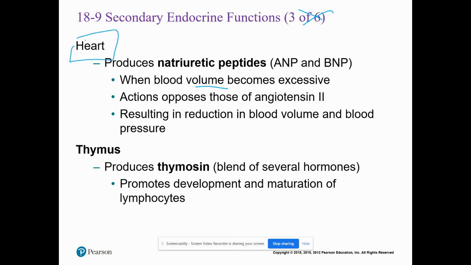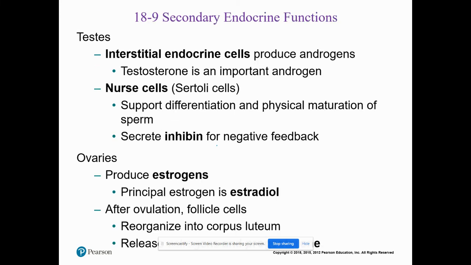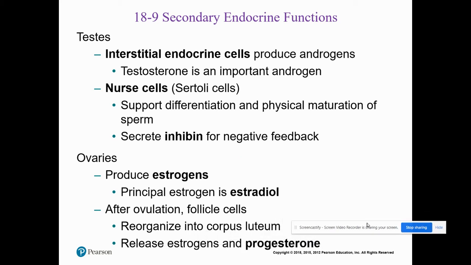That should be bolded. I don't know why it's not. Sorry. All right, so the thymus can produce thymosin. It has several hormones. You don't need to know all of them, but these will help develop immature lymphocytes into mature ones that are usable by your body. And we will see the lymphocytes again in the immune system and blood.